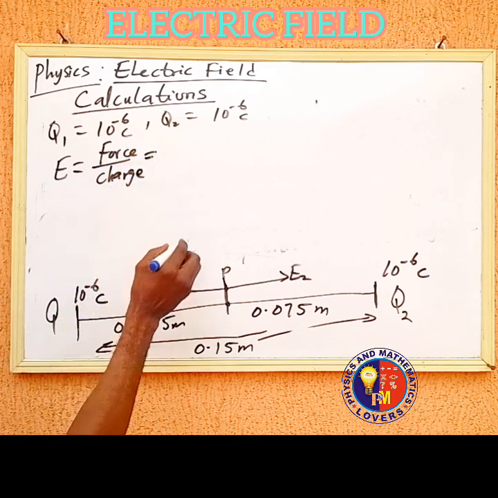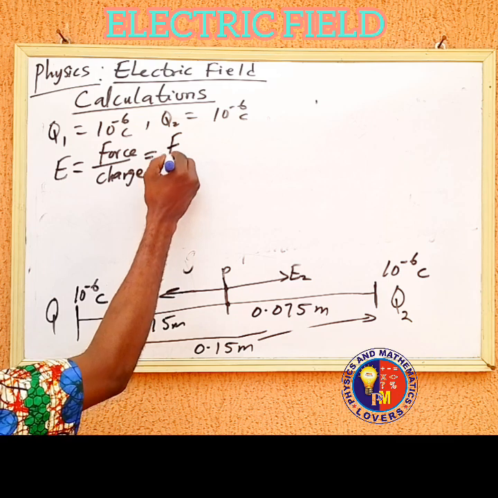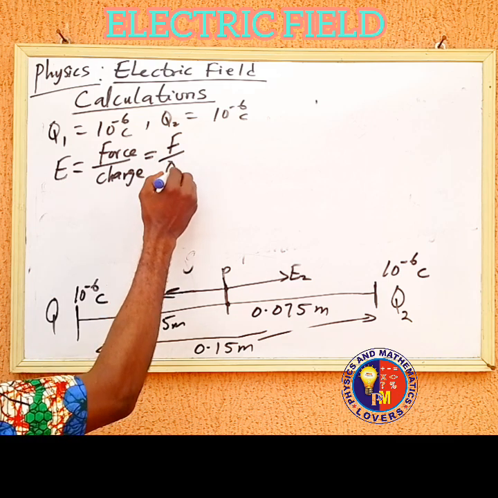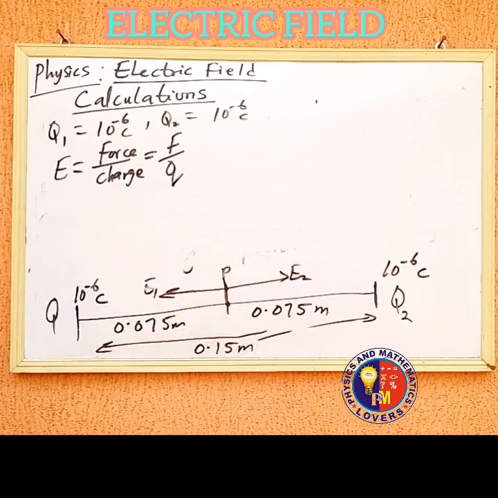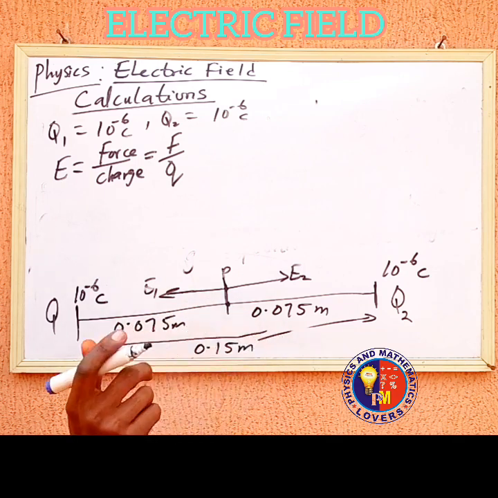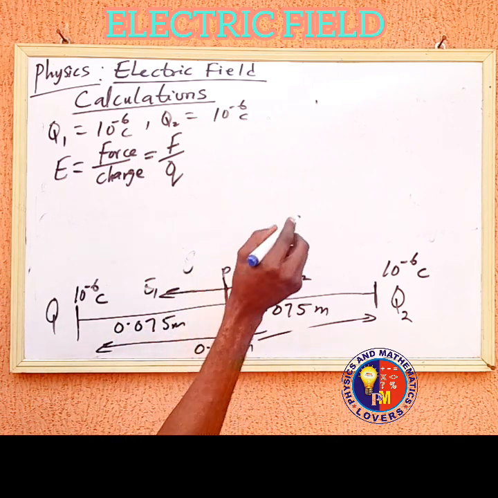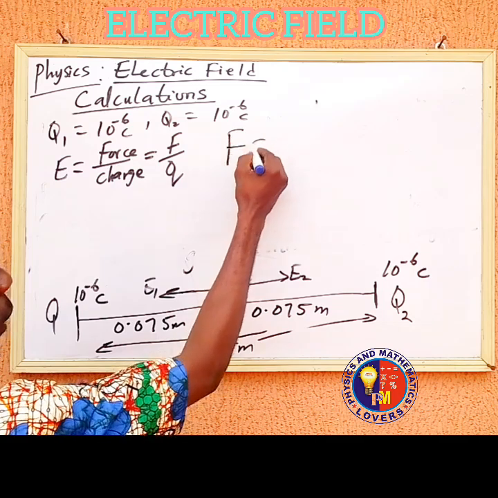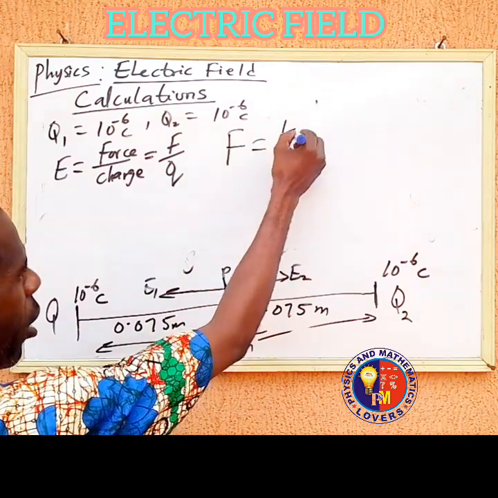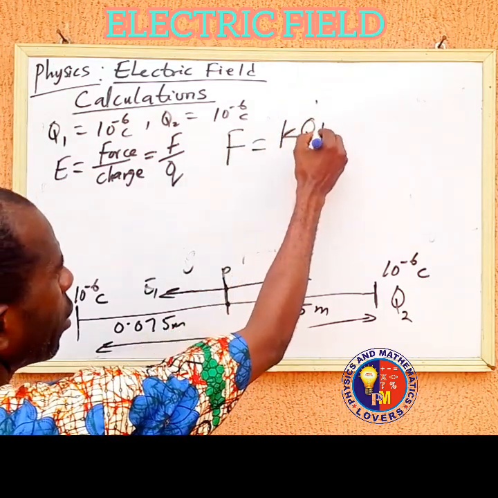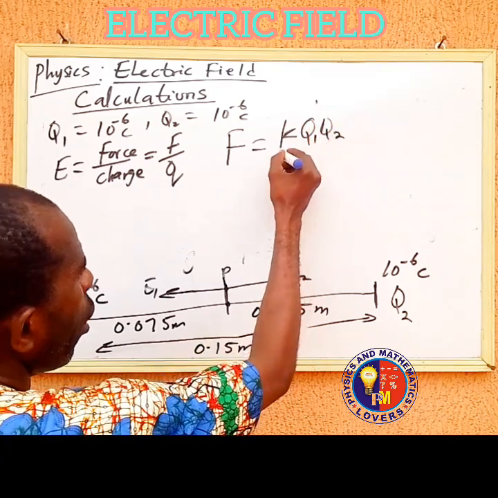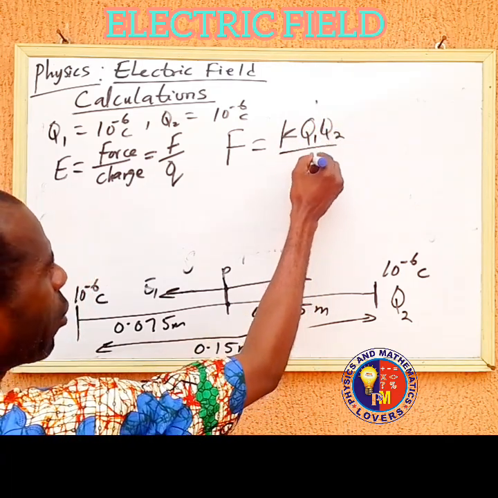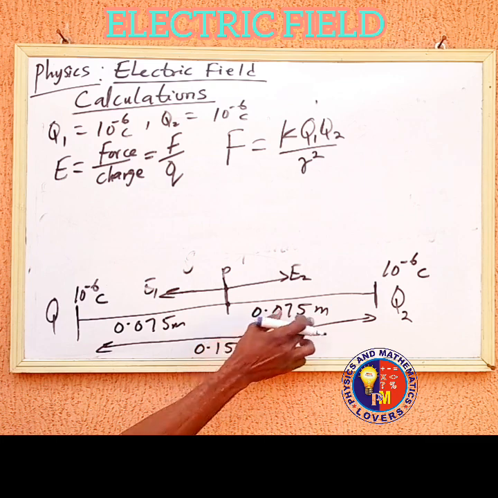Which is the same thing as F all over Q. It could be small q or capital Q, as the case may be. But do you know in this case how we get the force? Because the force is not given. Remember, in an electric field, we are talking about the force of attraction. According to Coulomb's law, F is equal to K Q1 Q2 all over R squared. R squared here is the distance between the two of them.